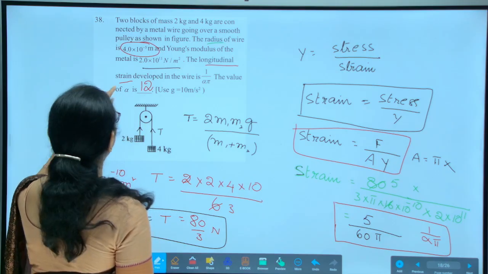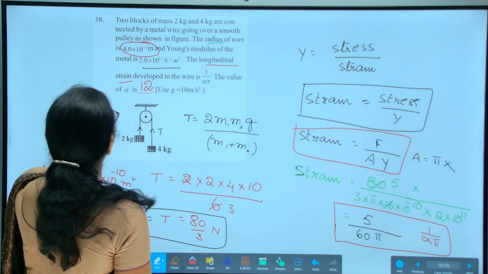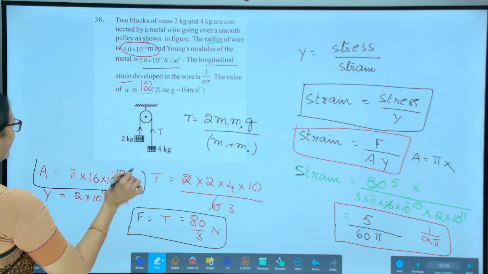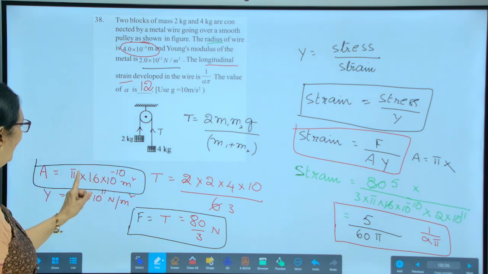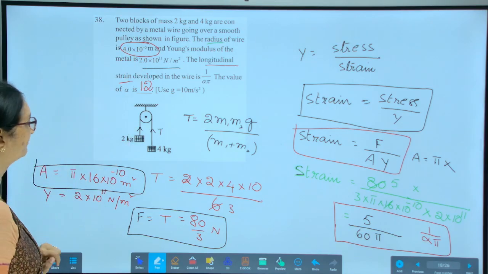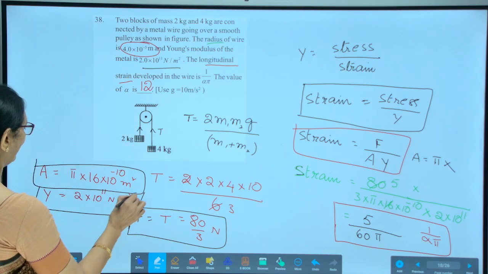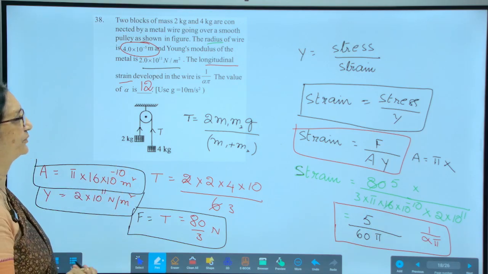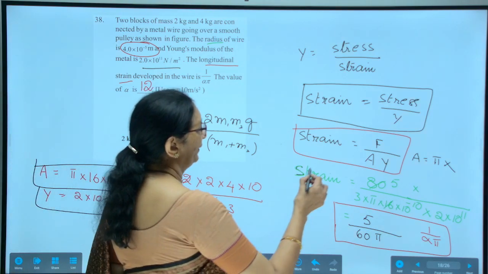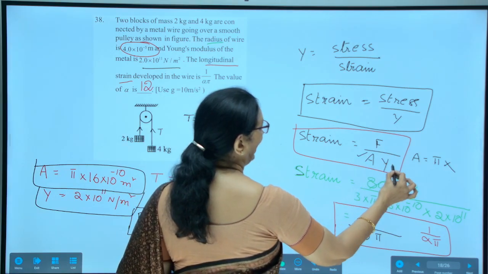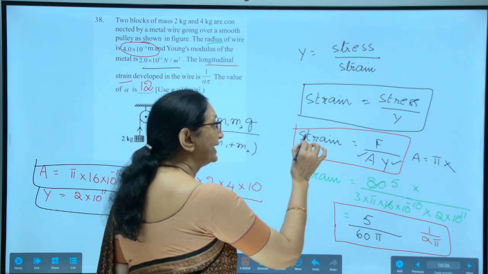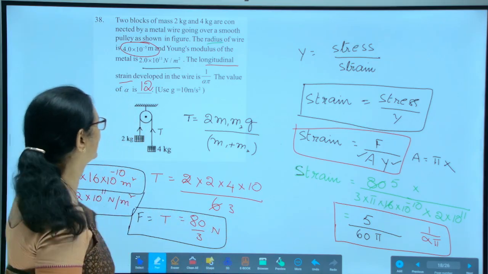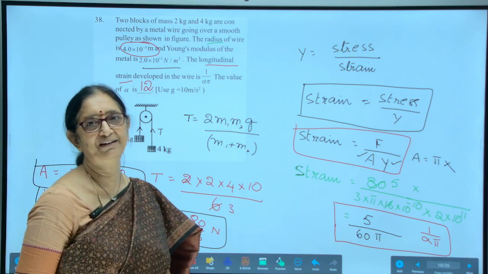The radius of the wire is given as 4 into 10 power minus 5. So the area of cross section becomes pi r square, pi into 16 into 10 to the power of minus 10. Young's modulus is given as 2 into 10 to the power of 11. You are supposed to find the longitudinal strain. So here we could get the value of A, and they have given Y. We can find strain only when we know the restoring force developed in the string, which is nothing but the tension developed in the string.